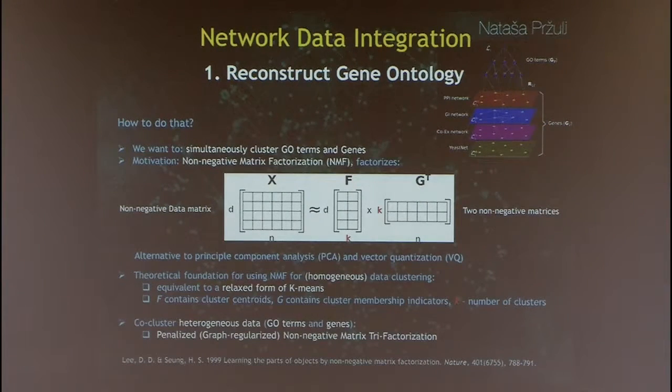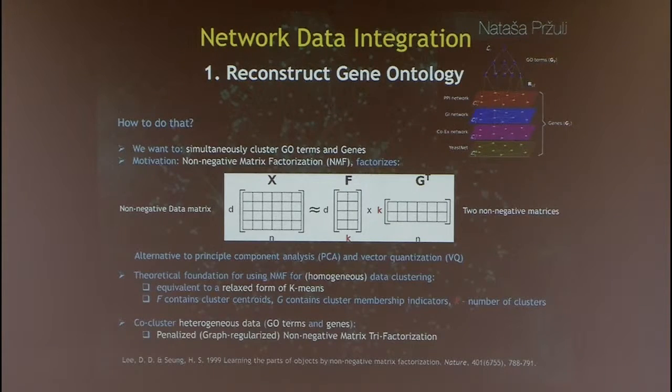All right, so how do we do that? So we want to simultaneously cluster GO terms and genes. And the motivation comes from non-negative matrix factorization, which factorizes a non-negative data matrix. And this is homogeneous data, so this is one data type. It factorizes this non-negative data matrix into two matrix factors. And this is an alternative to principal component analysis and vector quantization.